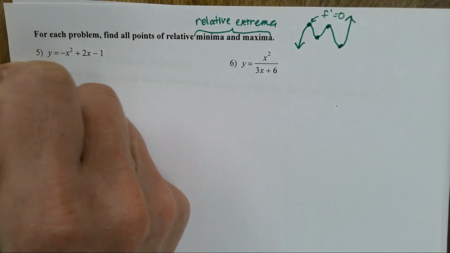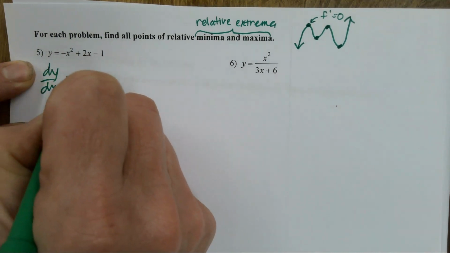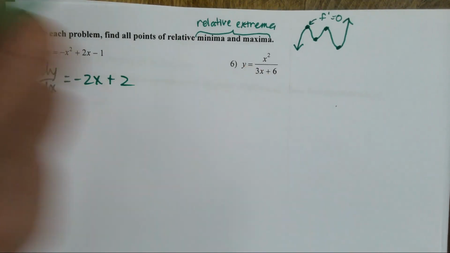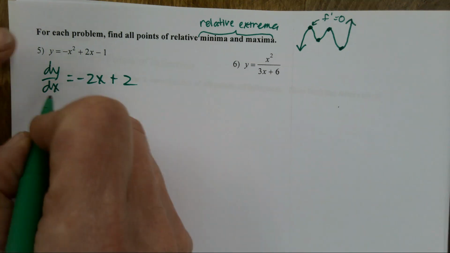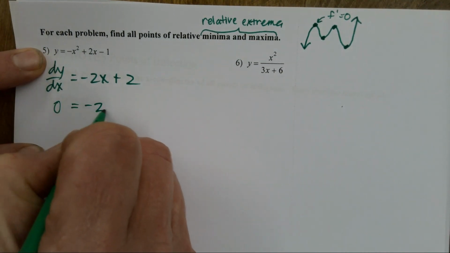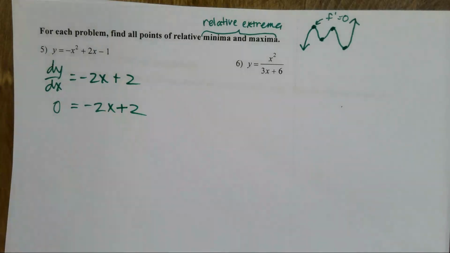dy/dx is negative 2x plus 2. So all I did was find my first derivative. That's the slope of the tangent line, and that's the general slope of the tangent line for this upside down parabola. So what I need to figure out is when is that upside down parabola changing direction? When does it equal 0? So the easiest way to figure that out is to just set it equal to 0, and then I can find when it's 0.